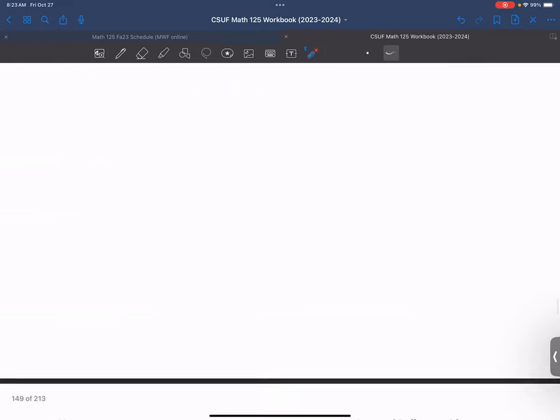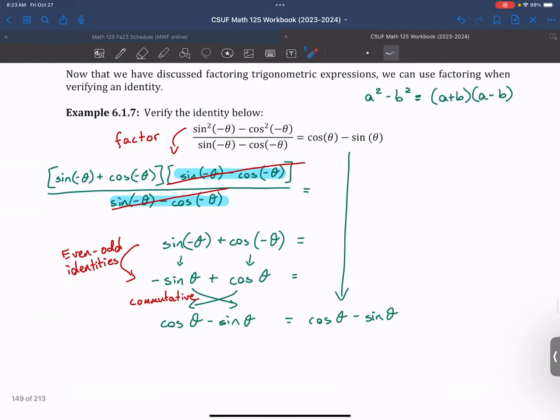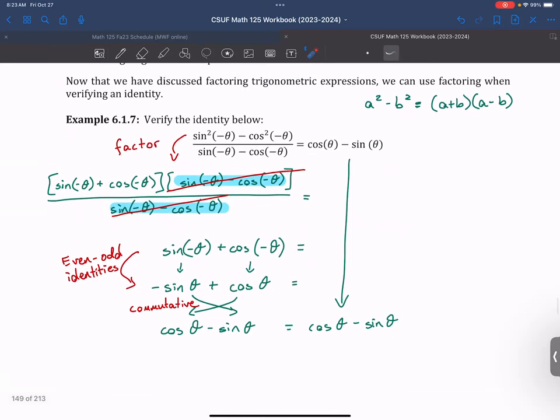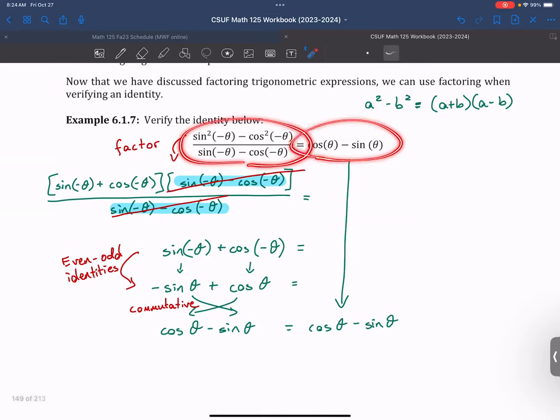Oh, wow, that's a lot of space for that problem. I wonder if there's a different way to do it. Maybe that's why they left all that space. It's possible that there are multiple ways to go about going from here to here. It's not always this way that I did it.